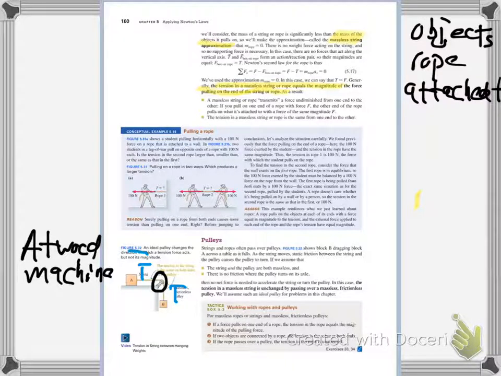Also, let's say box B accelerates downwards, that means box A will accelerate to the right. They are attached to each other. So just like in 5.7, when looking at interacting objects, A and B here are physically attached to each other with this rope. Even though it's going through a pulley, they are still connected to each other. So whatever acceleration B experiences, A will also experience. It's a really, really key point there.